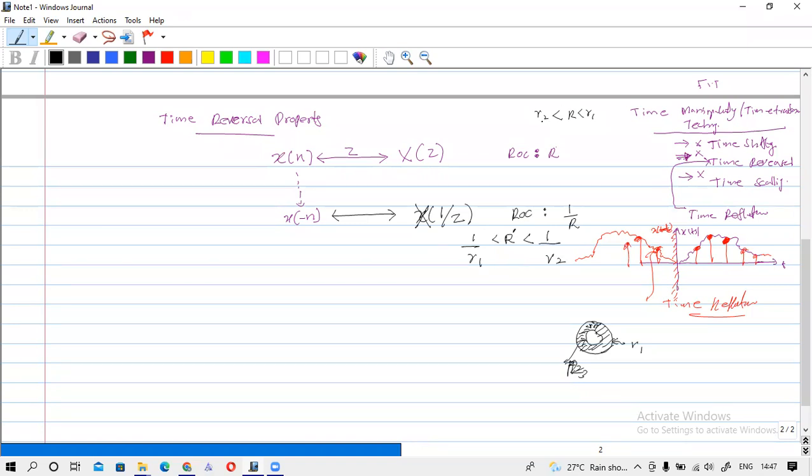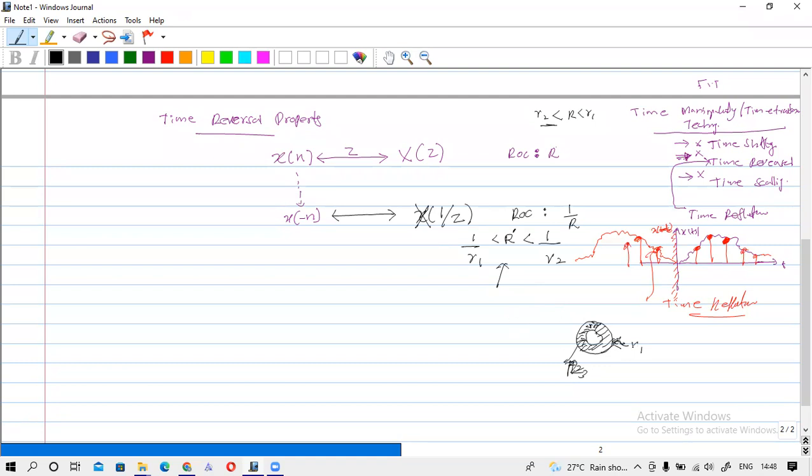So you can see that here r2 is less than r, but r1 is greater than r. Here 1 by r1 is less than r, and 1 by r2 is greater than r. So this is the idea. If you get the ROC for this circle, you can see that r1 is the bigger region.